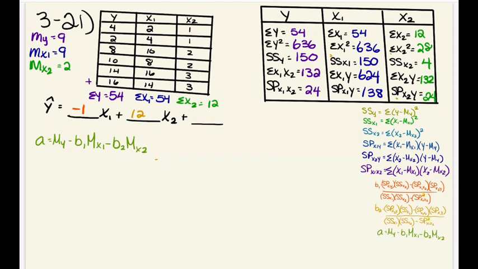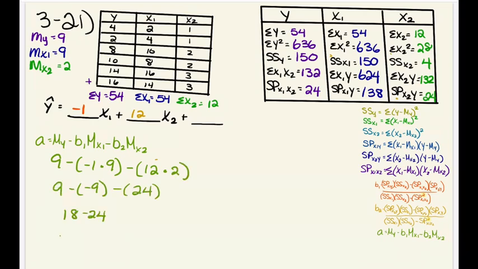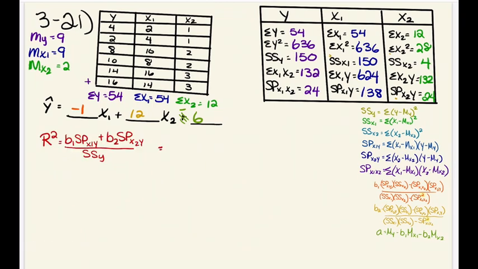To find the value for the y-intercept, or a, we'll first take the mean of y and subtract the product of beta 1 times the mean of x1, and then we'll subtract the product of beta 2 times the mean of x2. And the value for a will be inserted into the y-intercept position of the multiple regression equation.